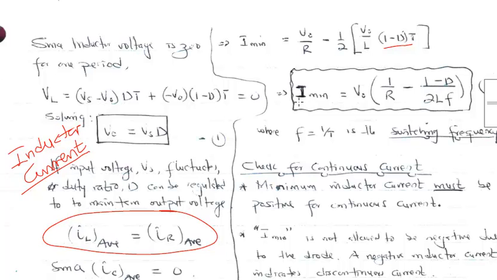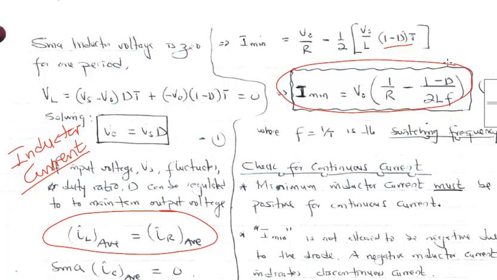This can be simplified to that. So that is the minimum inductor current when the buck converter is operating in continuous current mode of operation, in CCM. Now, how do we find out whether this I minimum is really not equal to 0? Because we need the I minimum to be a positive quantity.